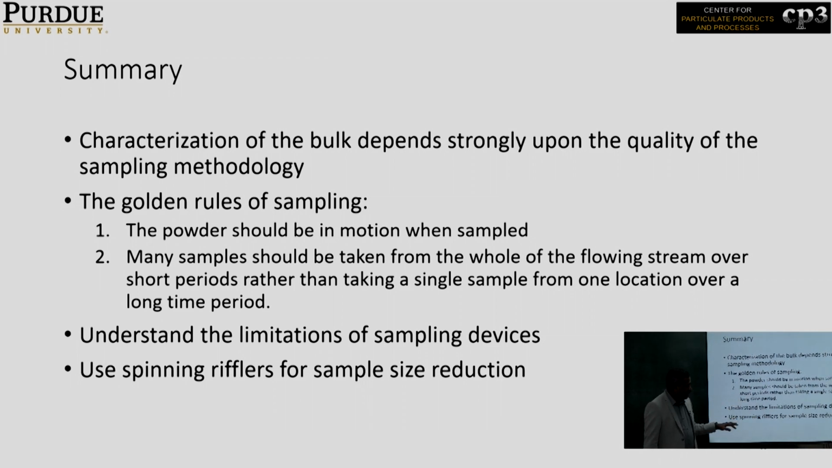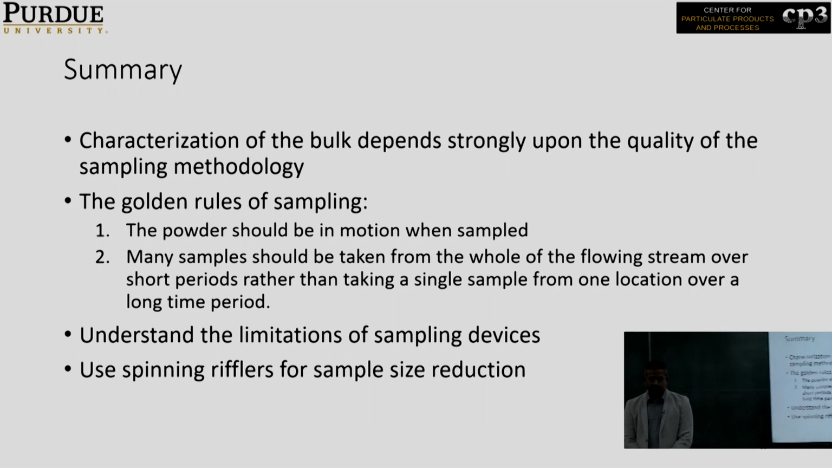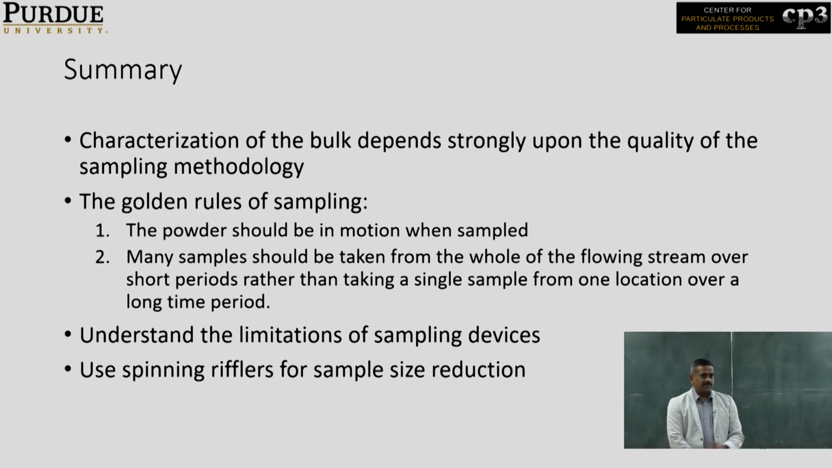Again, for subsampling, we always suggest the use of spinning rifflers. You would have seen from that example, right, the variation from the spinning riffler will be very low compared with other subsampling methods. Okay, I think that's my last slide. Any questions?